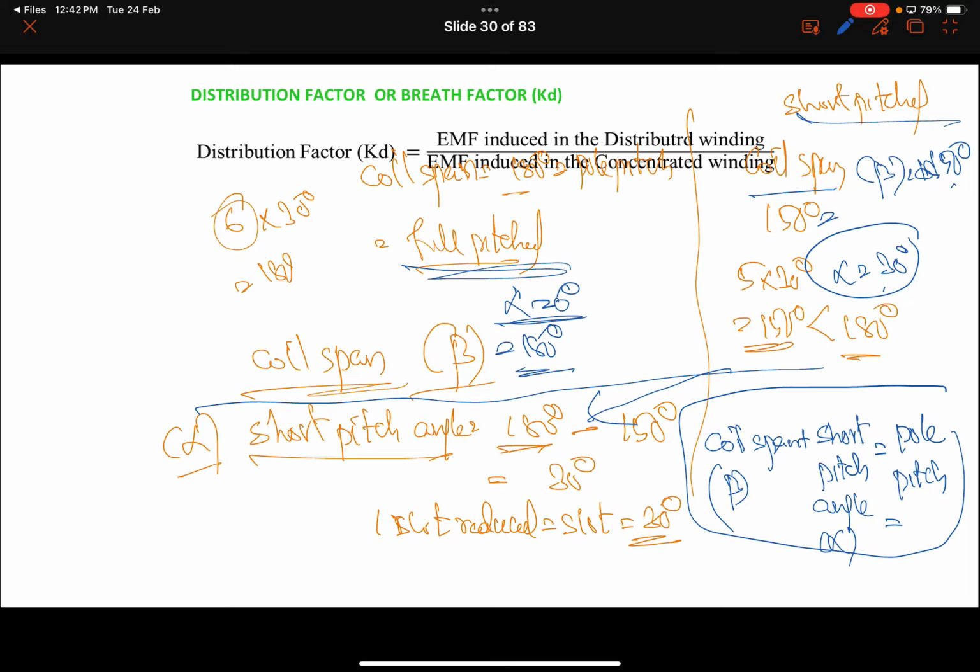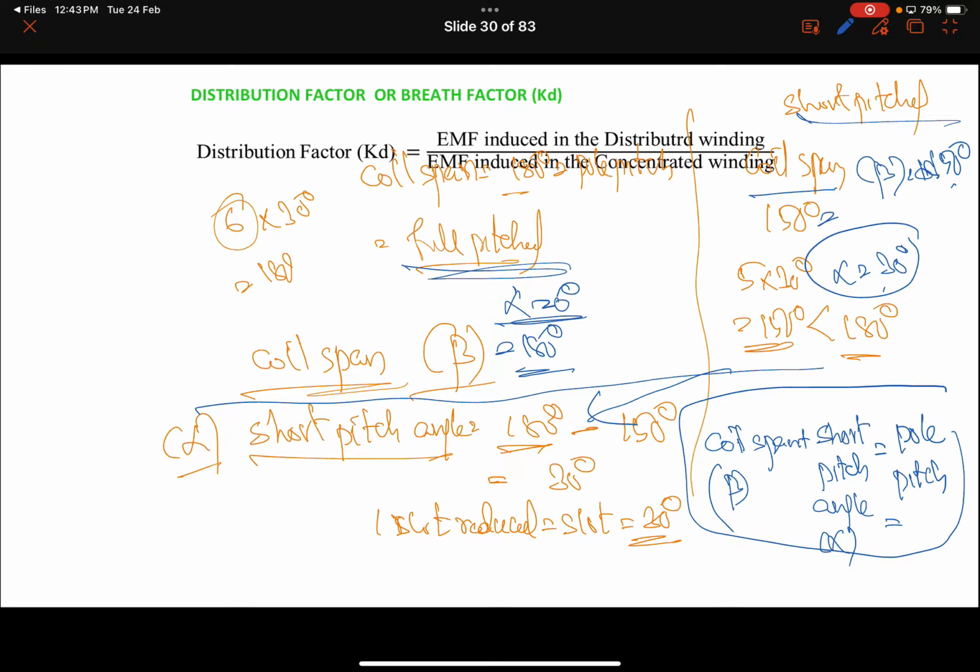Out of 67 students in a class, if 67 students have passed, what does it mean? How many students have failed? 0. Similarly, for a full pitched winding, short pitch angle is 0 here. For a short pitched winding, you can see the heading itself: full pitched winding, short pitched winding. For a full pitched winding, is there a short pitch angle? No.